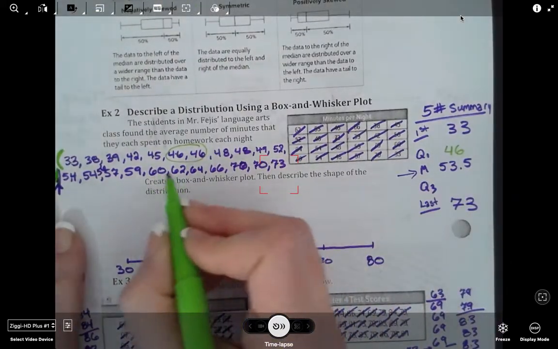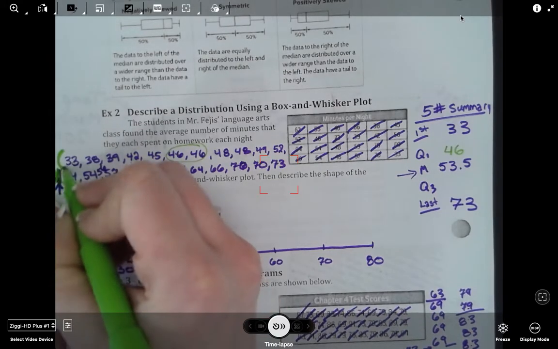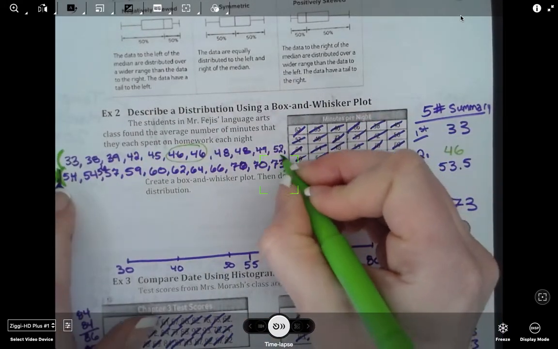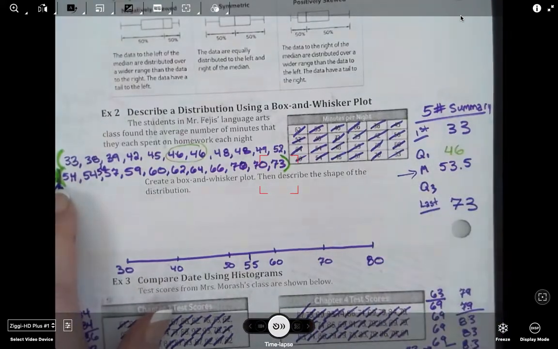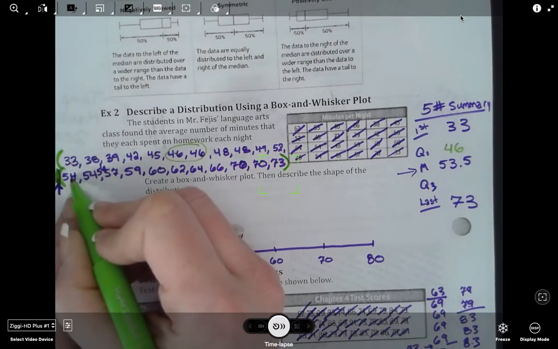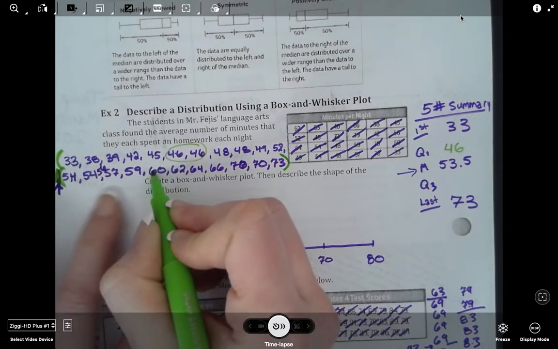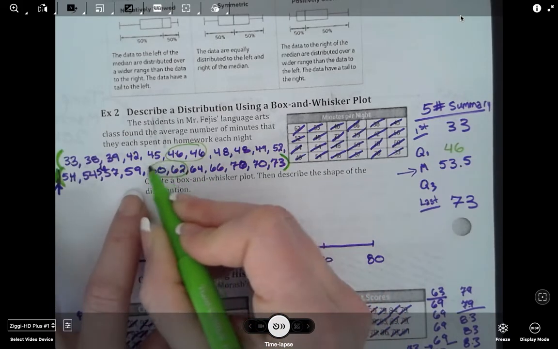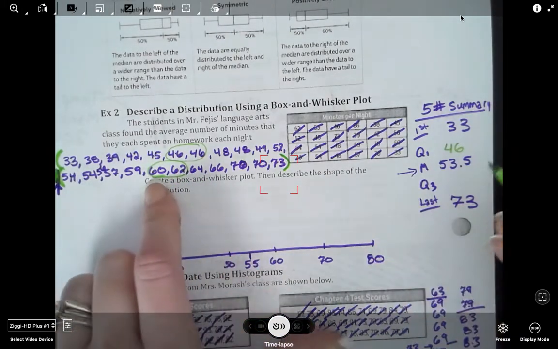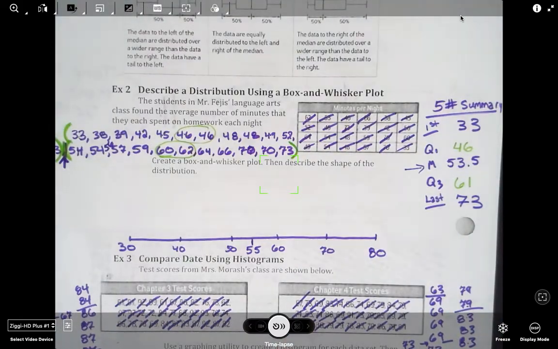Now in the back half, that's how I find the Q3. There are 12 numbers there, so I find the middle of the 6th and 7th number. 1, 2, 3, 4, 5, 6, and 7. Between 60 and 62. 61. Did I do that too fast? You find the middle, and then you find the middle again, and then you find the middle again. There are some weird rules, so I'm going to add on to that in just a second after we draw this thing.